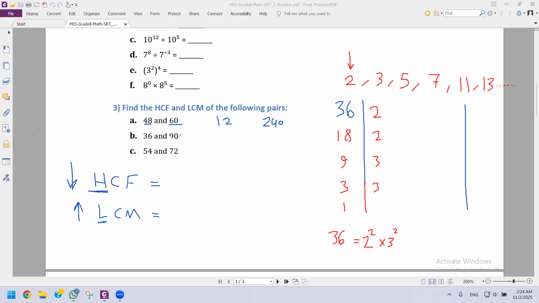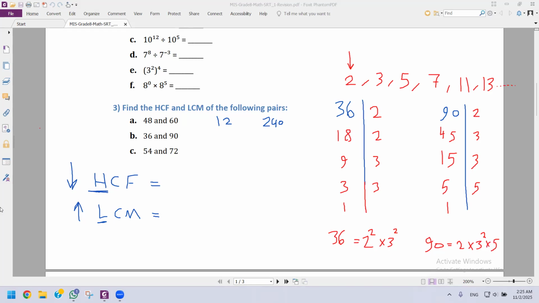Then, after what do I have? 90. So 90 divided by 2, 45. Can't be divided by 2, so we check 3. 45 divided by 3 is 15. 15 divided by 3 is 5, 5, 1. So 90 is equal to 2 times 3 power 2 times 5.